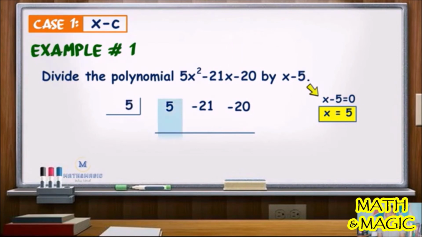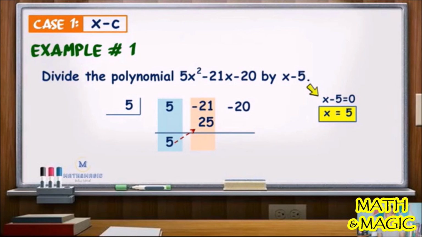So bring down the first numerical coefficient, which is 5. It is placed in the third row. Then the 5 is multiplied by the value of c from our divisor, the number in the box. So 5 times 5 is 25. We will write 25 below the second numerical coefficient, second column.